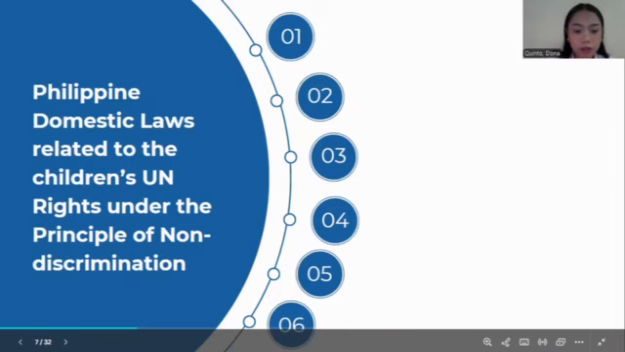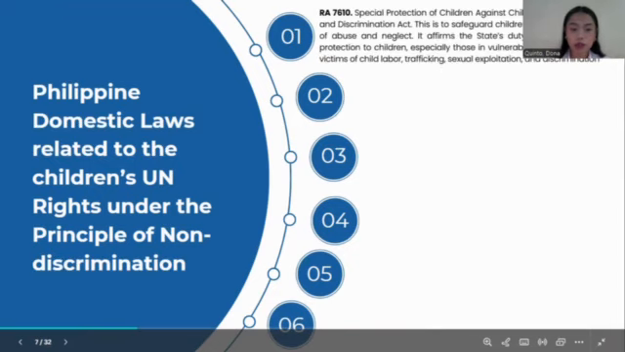So, what are the Philippine domestic laws that are related to children's rights under the principle of non-discrimination? First one, I consider Republic Act 7610, or the Special Protection of Children Against Child Abuse, Exploitation, and Discrimination Act. This provision emphasizes the state's responsibility to protect children from abuse, neglect, and exploitation, especially those in vulnerable conditions like child labor, trafficking, and discrimination.